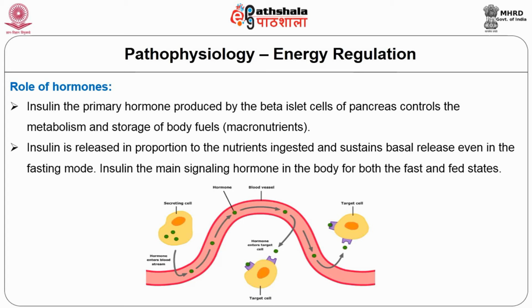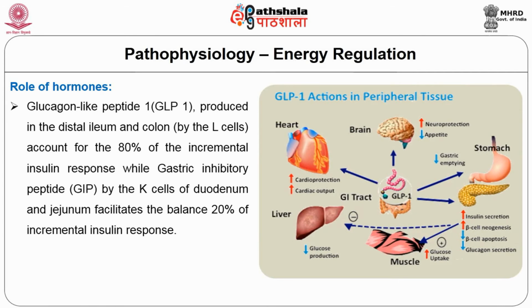Ingested nutrients will typically stimulate half of the post-meal insulin, and the rest is facilitated by the gut hormones like glucagon-like peptide 1, GLP-1, produced in the distal ileum by the L cells, which accounts for 80% of the incremental increase in the insulin response, whereas the 20% balance comes from the other gut hormones.